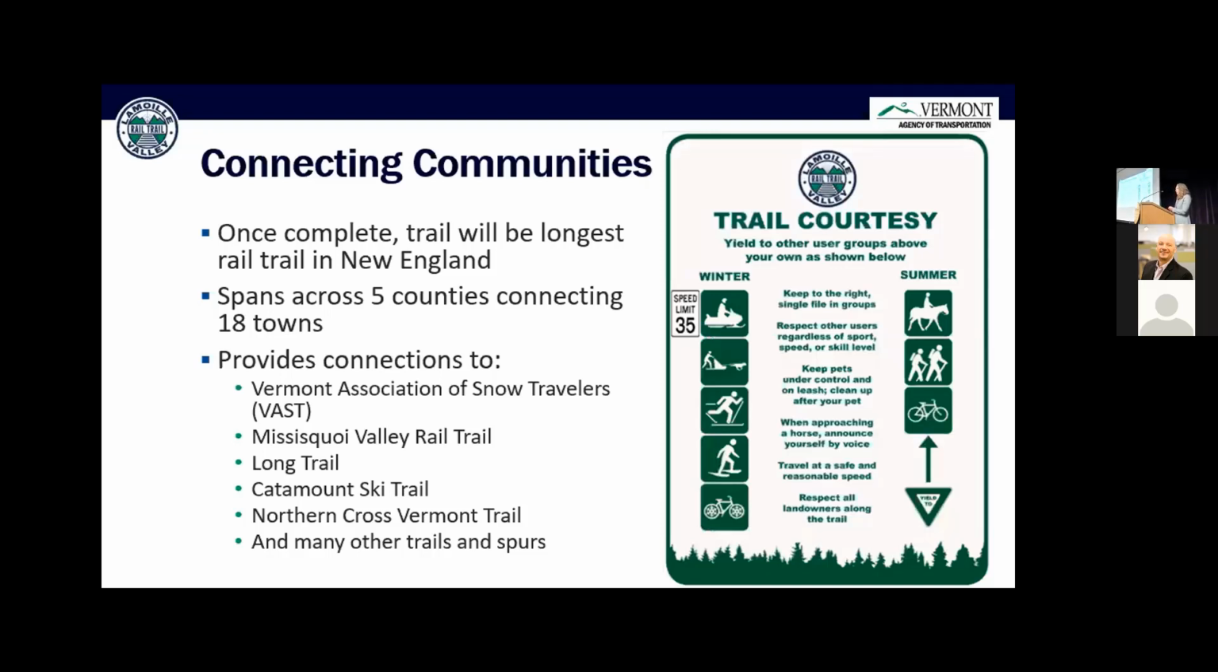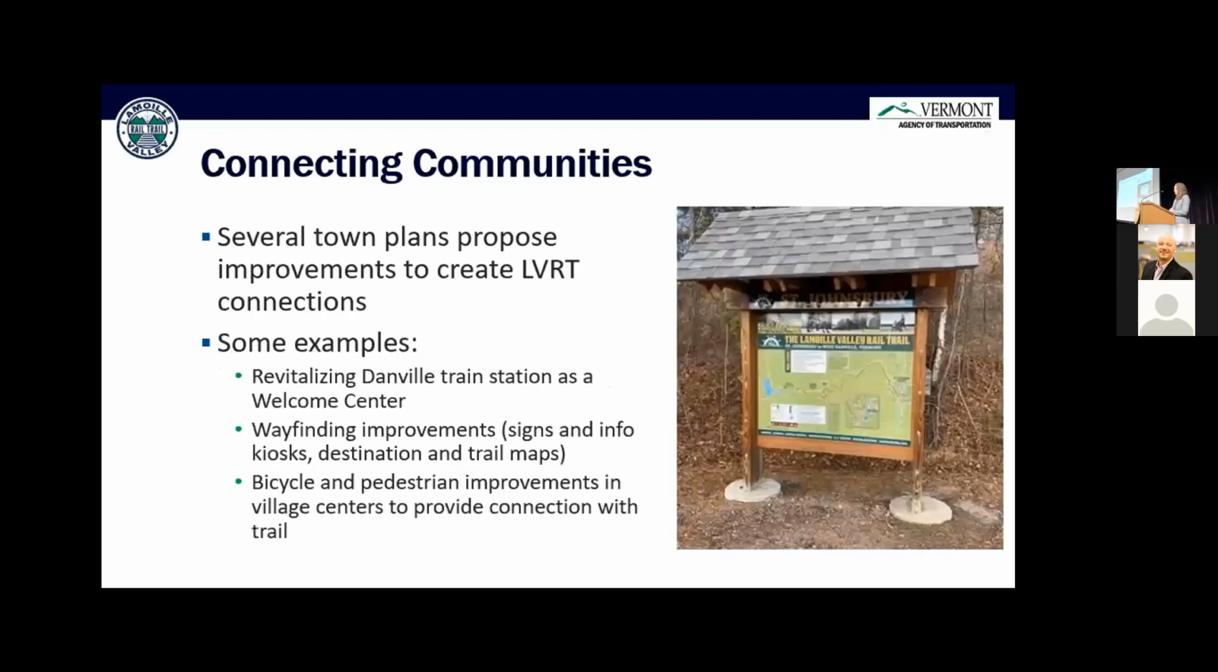Another piece of the management planning process that we really are focused on is connecting to communities. So with the completion of this trail, it's going to be the longest rail trail in New England, and that's very exciting for our communities along the trail. 18 towns are alongside the trail. And the trail corridor really provides connection to a number of other trail systems as well. So lots of opportunities to connect to hiking trails, ski trails, other rail trail spurs. So many opportunities along the way to connect with communities.